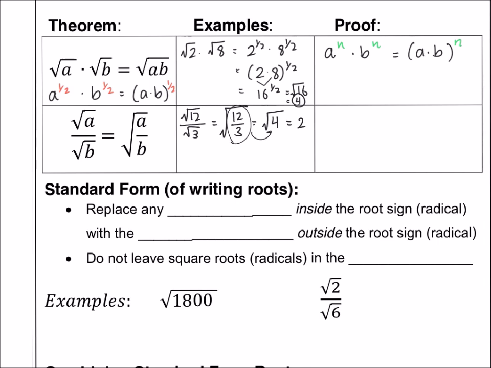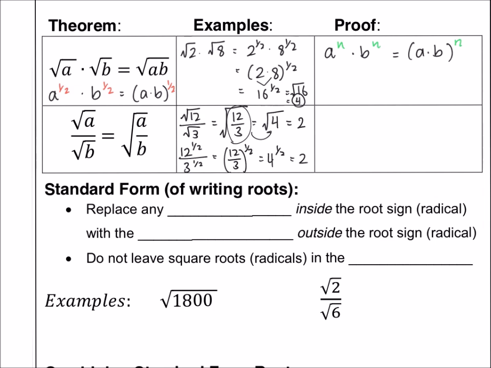So, a rundown of why this can happen: we can interpret the square root of 12 as being 12 to the 1/2 power. We can interpret the square root of 3 as being 3 to the 1/2 power. And if we think about our exponent rules, we can rewrite this as being 12 over 3, both of them to the 1/2 power, 4 to the 1/2 power, which was 2.